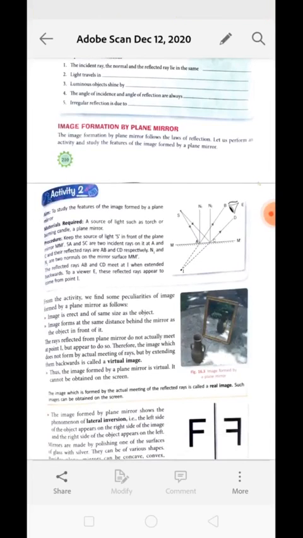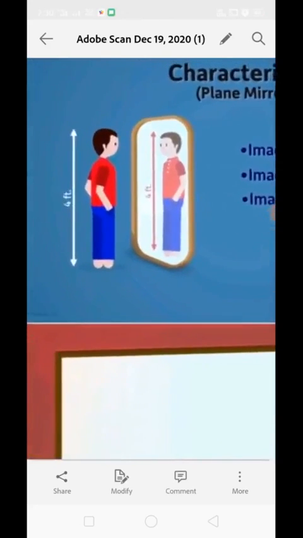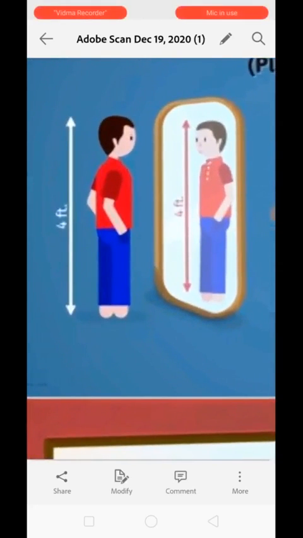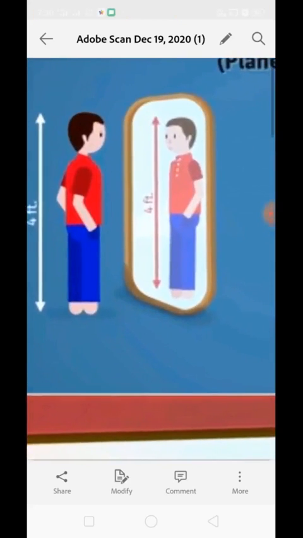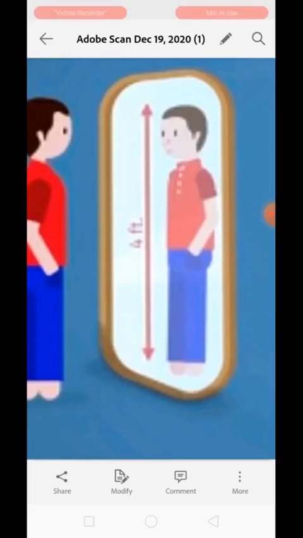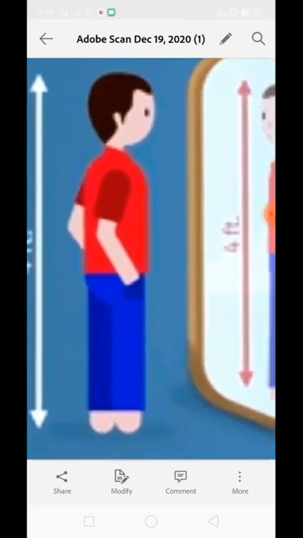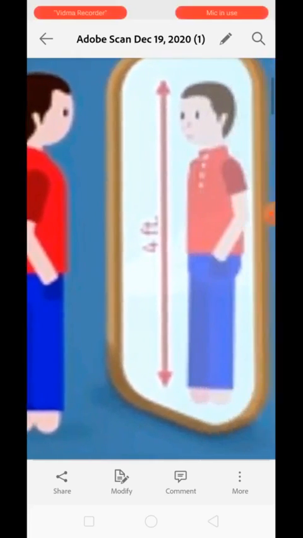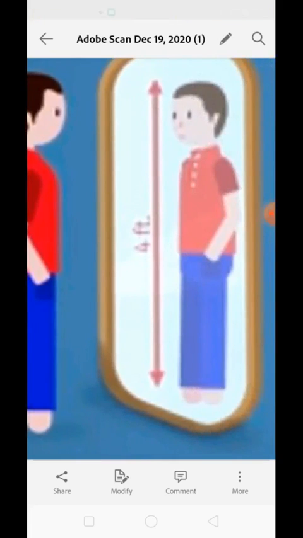Now in this video, we will discuss image formation by a plane mirror. Basically, the image formed by a plane mirror is erect and of the same size as the object. You can see a person standing over here with a height of 4 feet. Now see the image. The image is also 4 feet, meaning the image size and the object size are the same. You can also see the person is standing, so the image is also erect, straight.